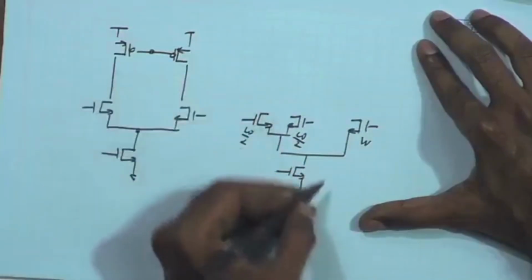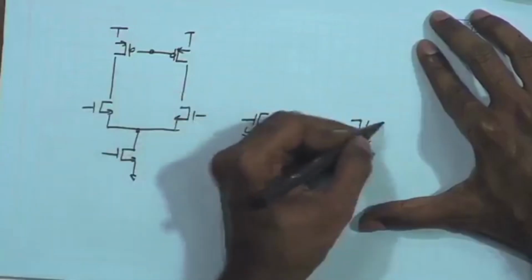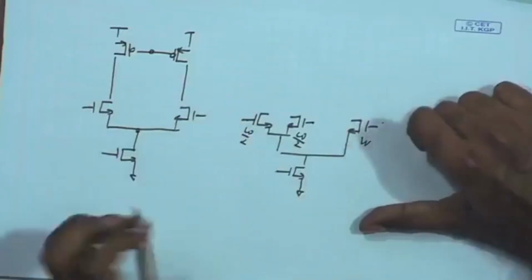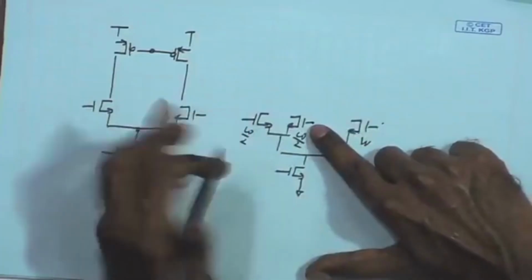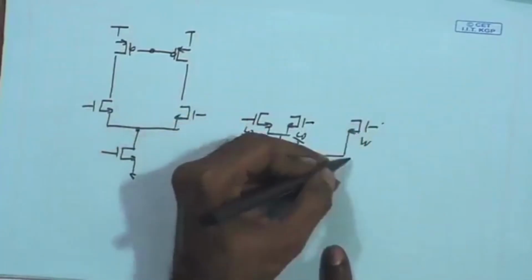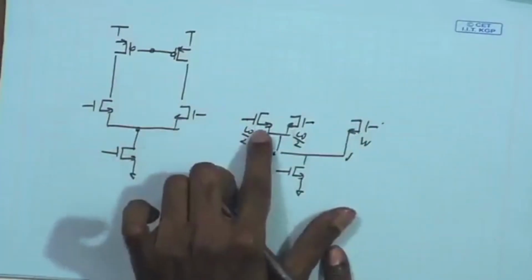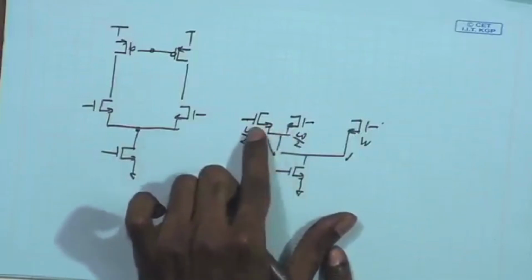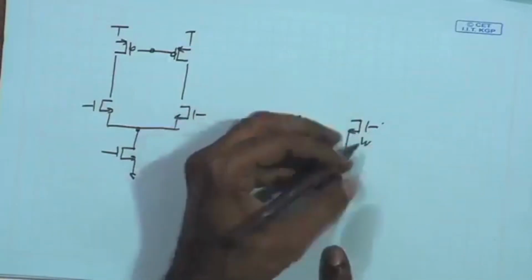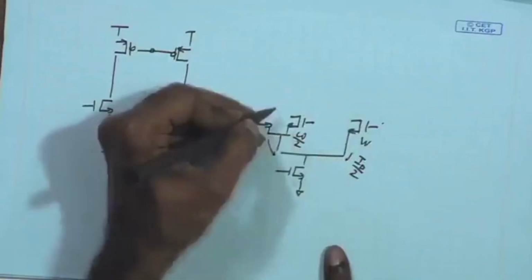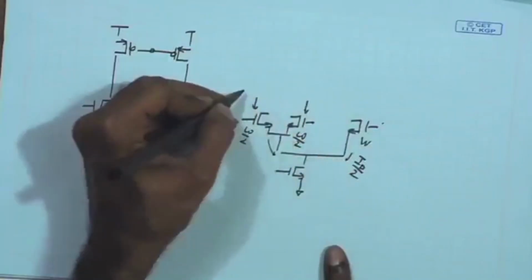Obviously, if you have the gate biases at a similar value, you will also have the ID flowing in these two branches almost similar, and as a result ID of these two devices will also be half of ID of this one. So, if this has ID by 2, each of these will have ID by 4.